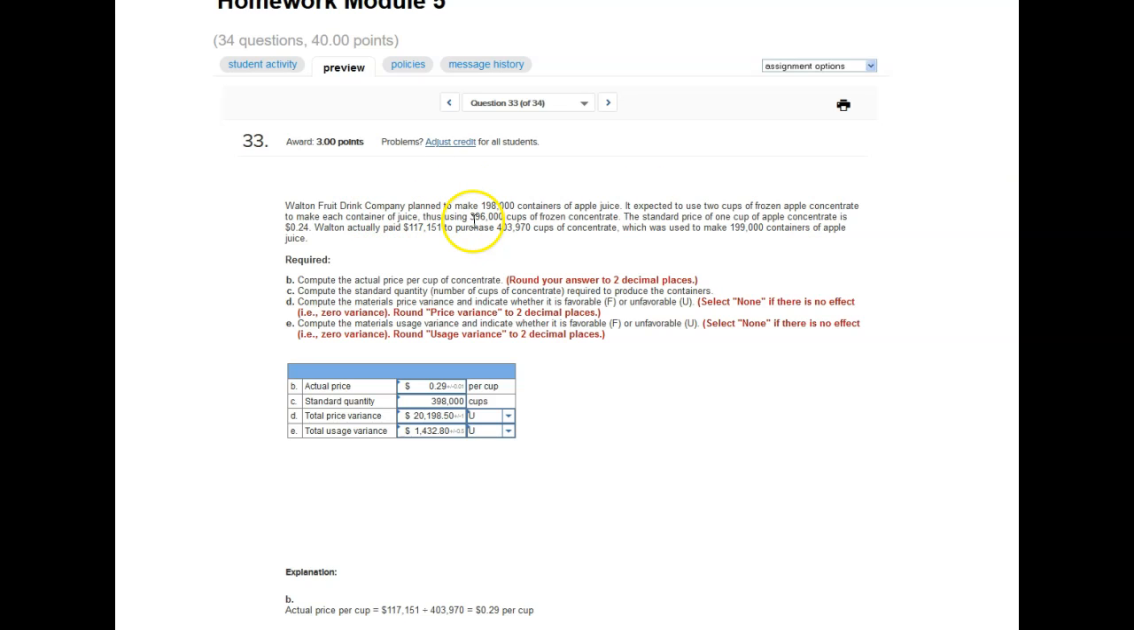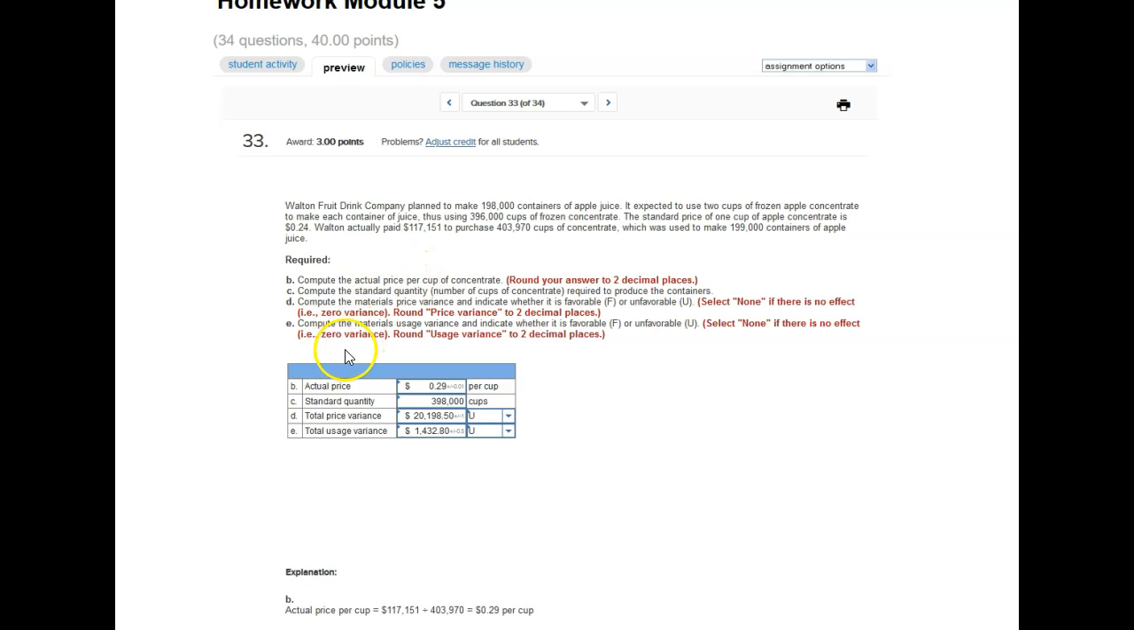And so they expected to be using 396 cups of frozen concentrate. The standard price of 1 cup of concentrate is 24 cents. Some actual numbers. Walton actually paid $117,151 in total to purchase 403,970 cups of concentrate. All that was used to make 199,000 containers of apple juice. So starting with this payment here, the large payment, all these are the actual numbers, and these are the standards. So that's what we have.